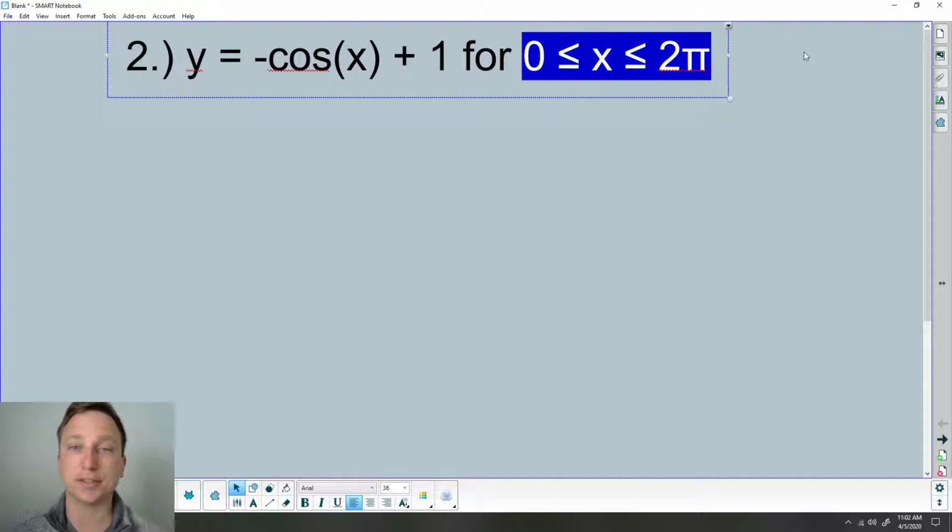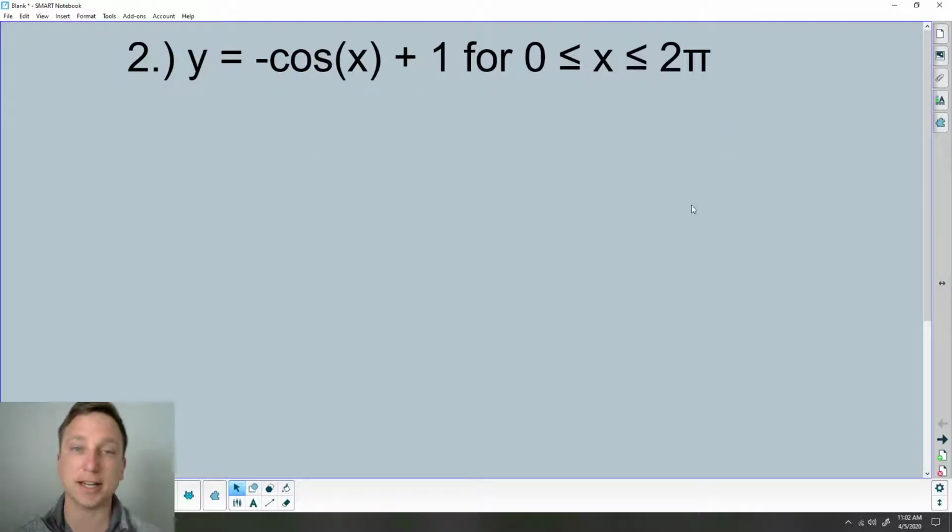One difference here, this is from 0 to 2 pi, where the previous problem was from 0 to 4 pi. So this is just a single oscillation, so we may need to extend a little bit in each direction, but we'll go with it. Just like in the last problem, we're going to start by putting down an axis and set up our coordinate system.